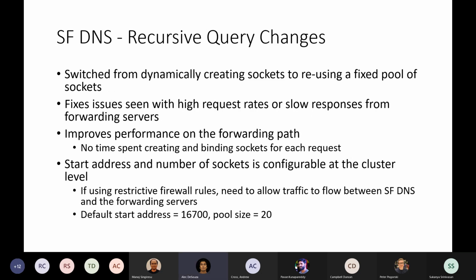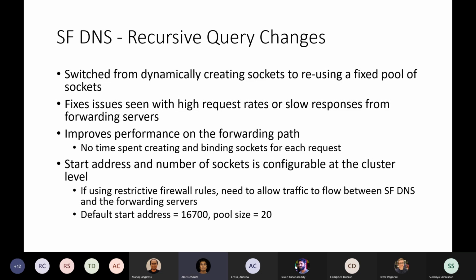One of the major changes we made in DNS service for 8.1 is that we rewrote the forwarding layer that's used for recursive queries. The major change is that we switched from dynamically creating sockets to reusing a fixed pool of sockets. The reason for this rewrite was that we wanted to fix issues that we saw in the past when DNS service had high request rates or the forwarding server was returning responses slowly.